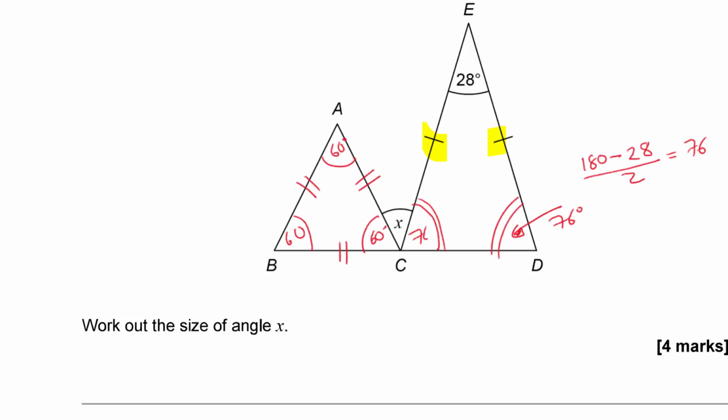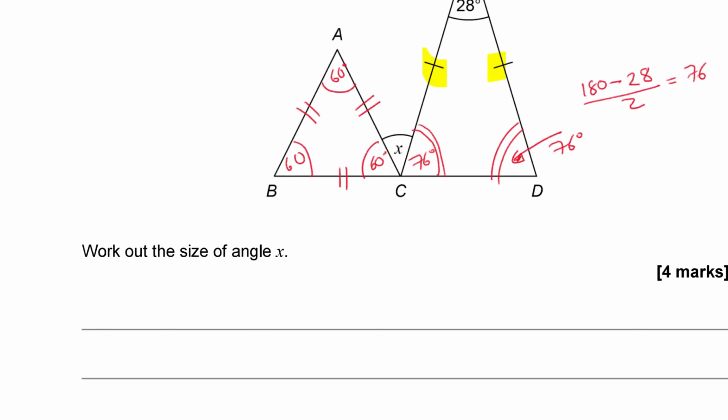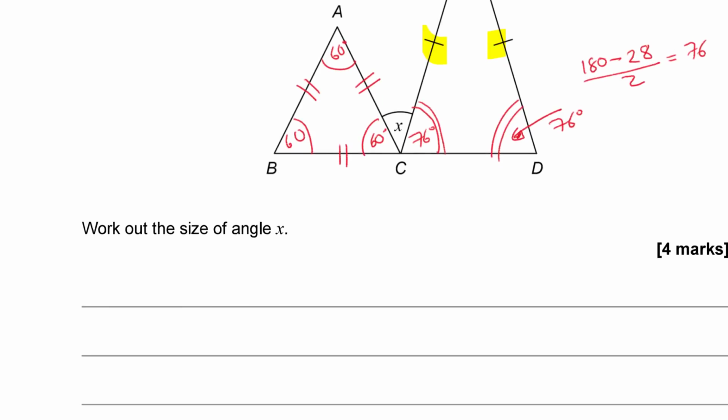So that makes that one 76 degrees as well, because the base angles of isosceles triangles are equal. So now I've got 3 angles on a straight line. So then x, what did I write? 18. So my 3 things on the line, 60 plus x plus 76, is going to be equal to a straight line, which is 180 degrees.